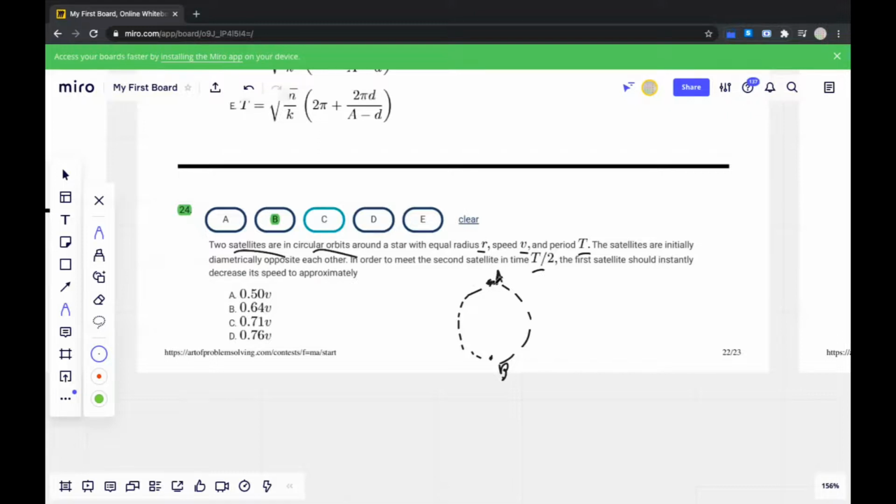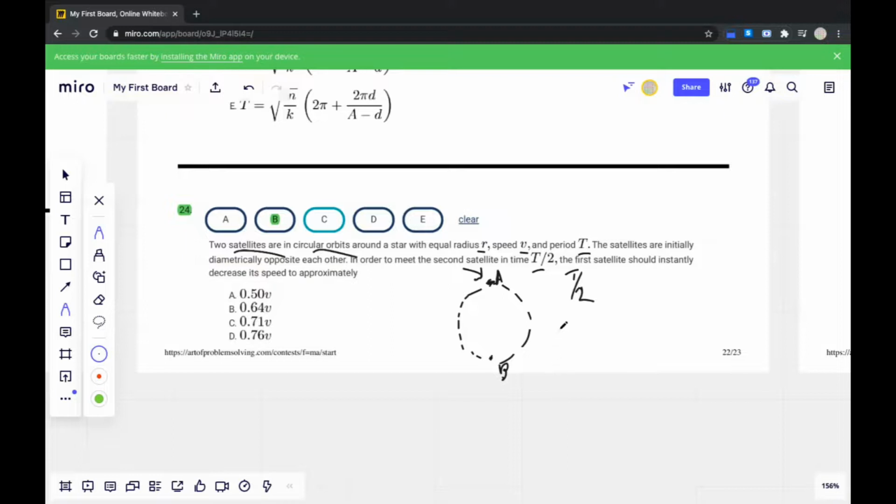And this means that if after time t over 2, you want to go back to the position where A was located, then A must decrease its velocity such that it has a new period of t over 2. So this is going to be its new period in order for it to reach where it is right now after time t over 2.